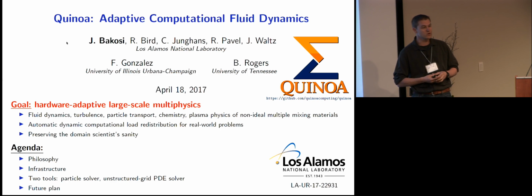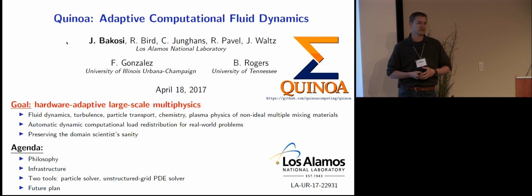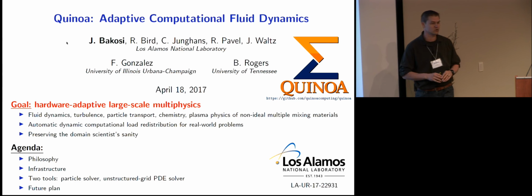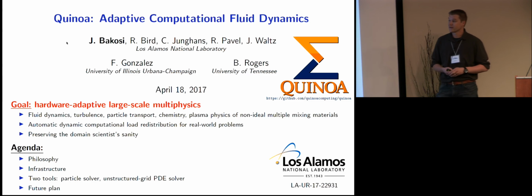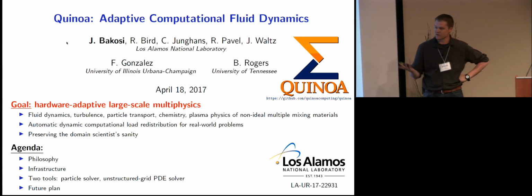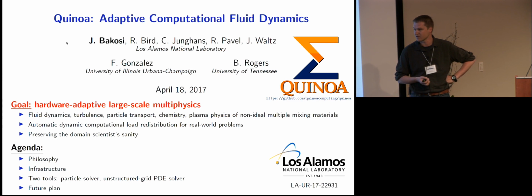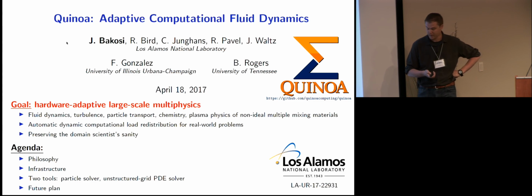And we want to do this in a way that, despite the complexity, it preserves the domain scientist's sanity, in a sense that we don't want to intermingle too much code that requires really different fields of expertise, because that's a disaster then. And so we want to outsource everything possible. So that's the agenda: philosophy, the infrastructure that we have so far. I'll talk about it, and then I'll talk a little bit on 2 of the 5 tools that we have at this point, and the future plan.